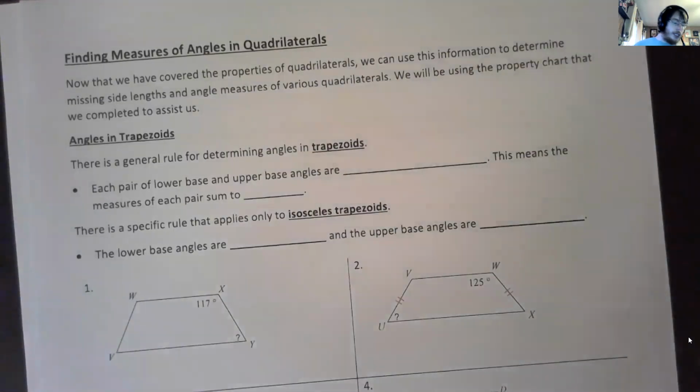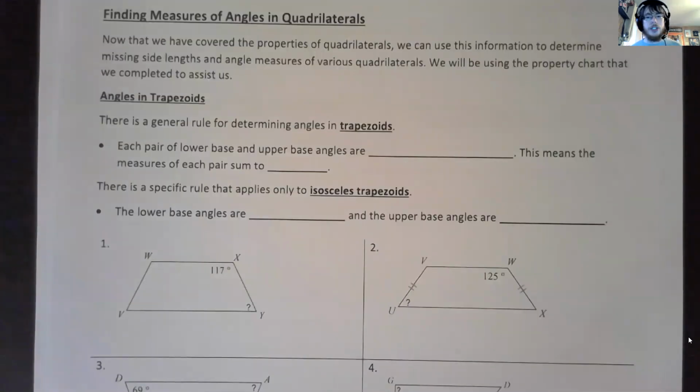I'm here with the instructional video for today on finding angle measures and side measures in quadrilaterals. So now that we've covered the properties of quadrilaterals, we can use this information to determine missing side lengths and angle measures of various quadrilaterals. We'll be using the property chart that we completed in the previous video to assist us.